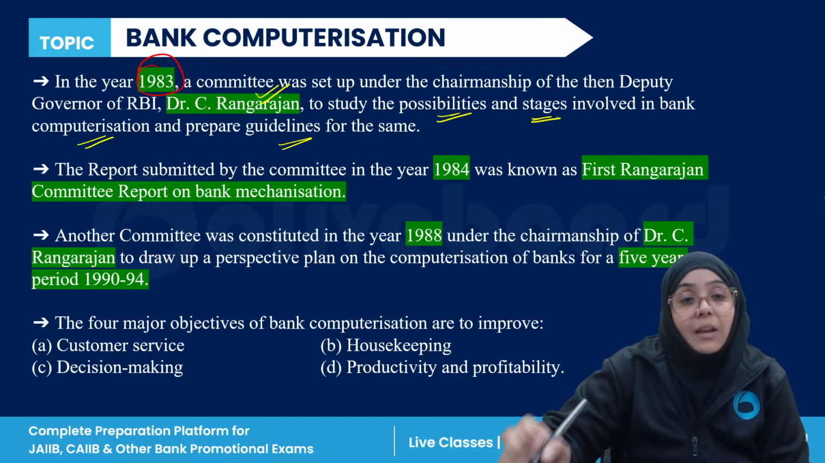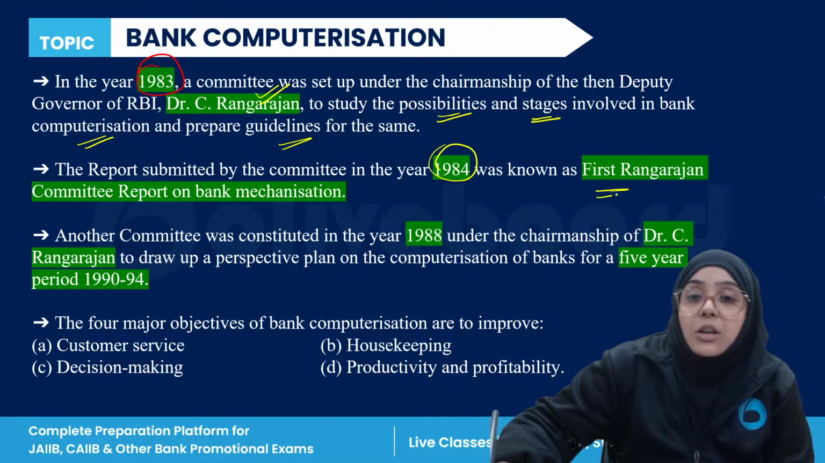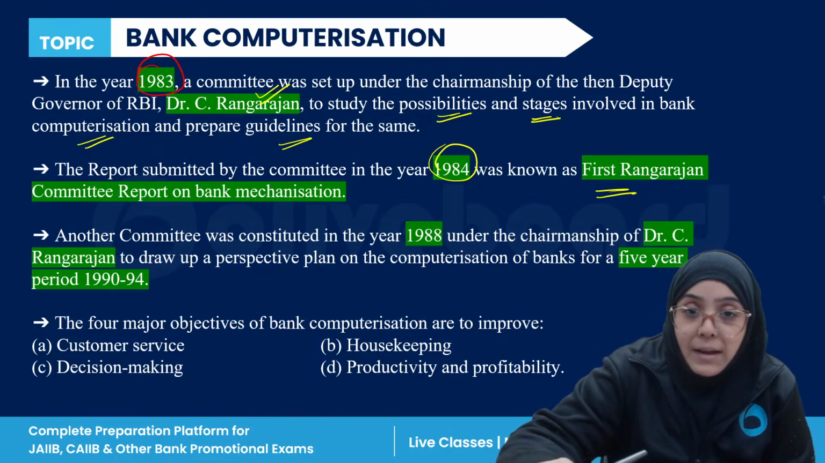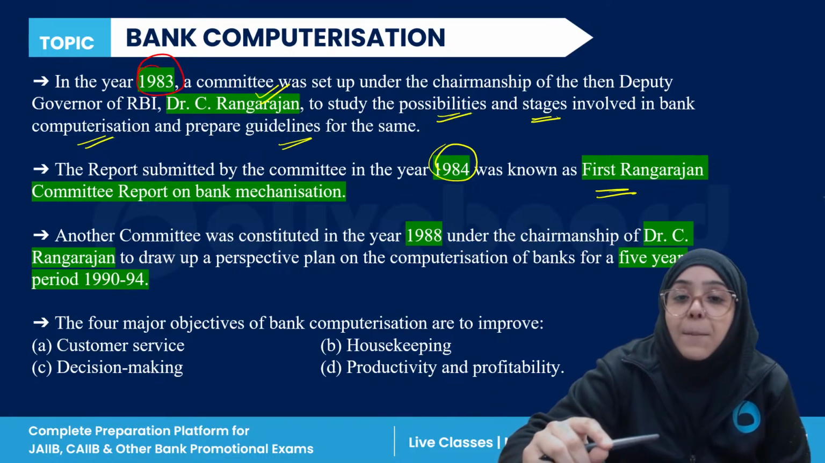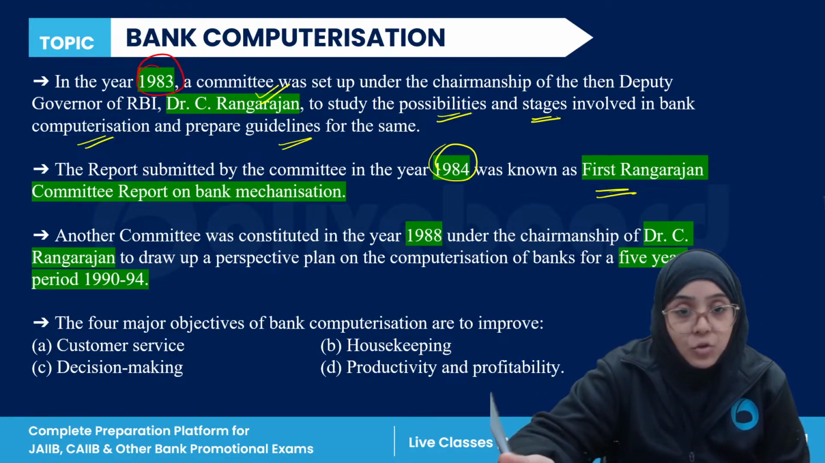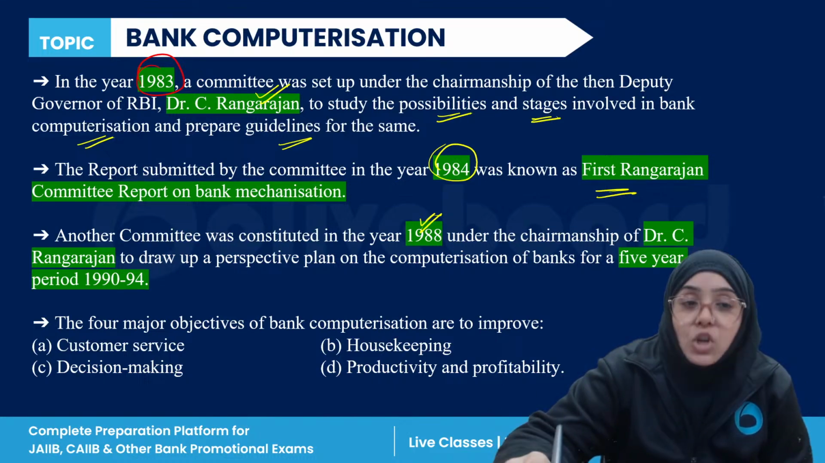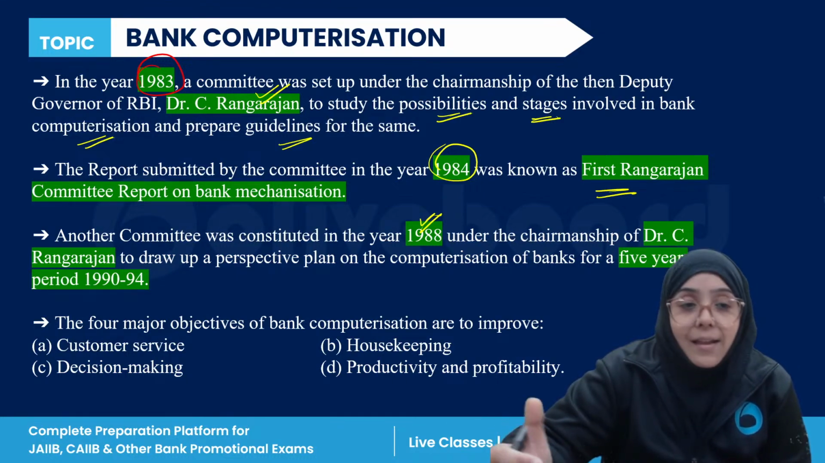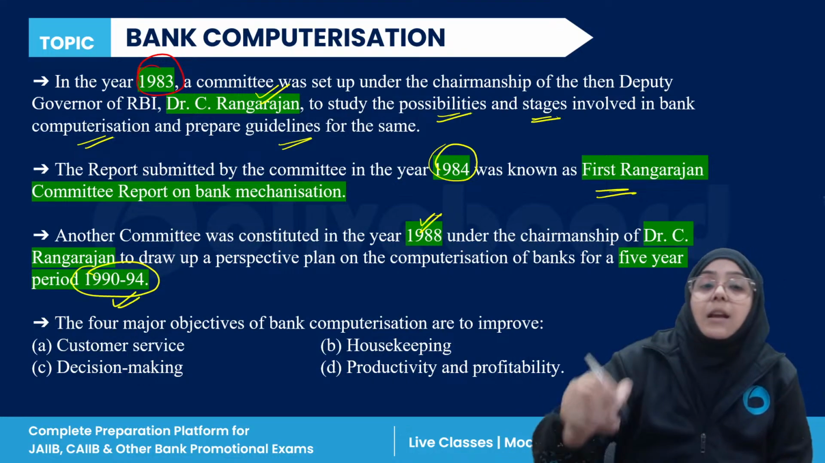Clear? Now, the report submitted by the committee in 1984 was known as the first Rangarajan committee report on banking mechanization, right? So this committee introduced the concept of computerization system in India. Another committee was constituted in 1988, again the Dr. C. Rangarajan committee, and it drew a perspective plan on how to introduce computerization in the banking system for a 5-year period, from 1990 to 1994.